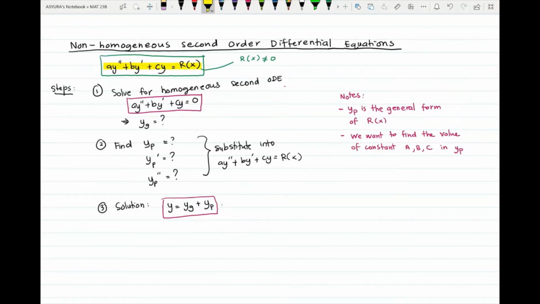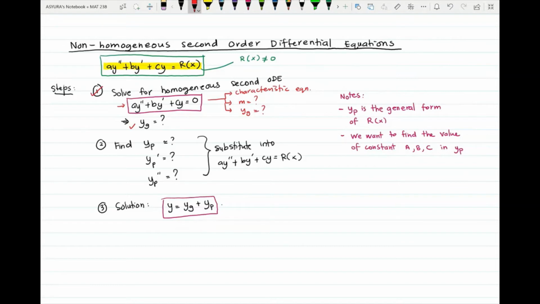Then we have three steps to solve the non-homogeneous second order differential equations. The first step is to solve the homogeneous equation, meaning you assume ay double prime plus by prime plus cy equals 0. In this step, you find the characteristic equation, then find m, and lastly you get yg. This is your target.